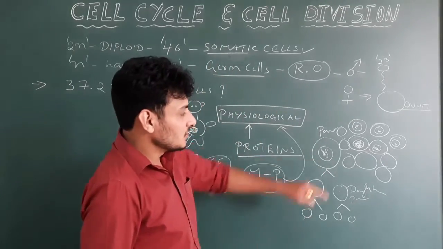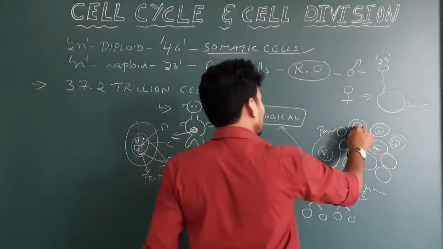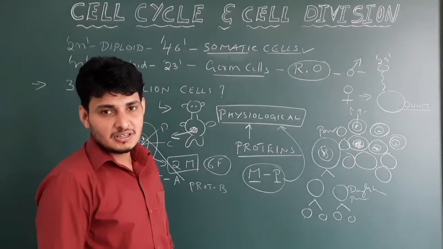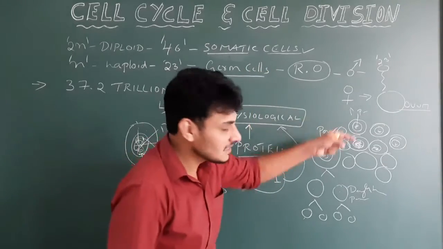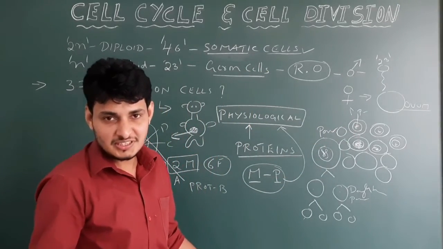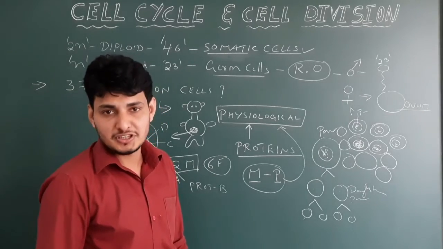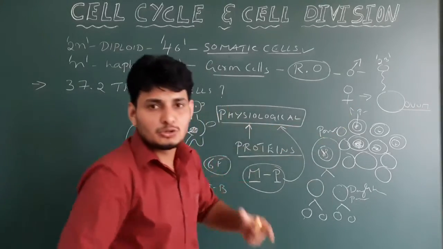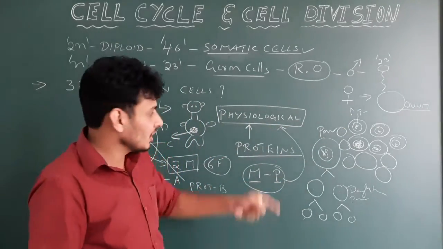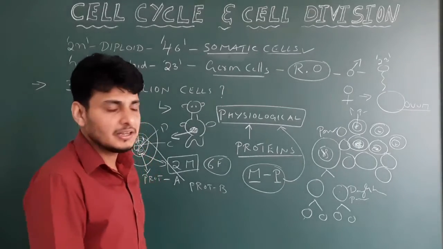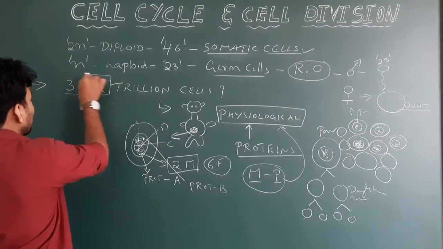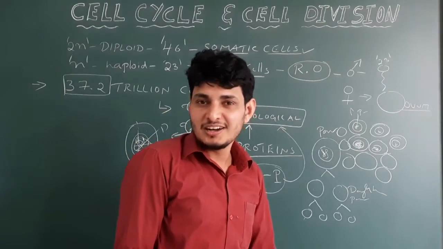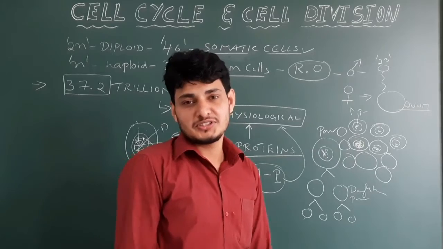Got it? Okay, so all these cells now produce the same type of protein, that is protein A, protein B, protein C, protein D, that is the number of proteins increases. So all the cells are now contributing. So this is the main significance of cell division, mitosis. This is the reason why, to contribute the huge, infinite number of proteins required for our physiological activities, we need a huge number of cells. That is the reason why we have 37.2 trillion cells. All these cells are produced through a simple cell division that is called mitosis.